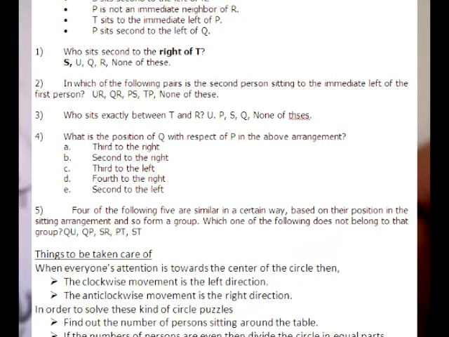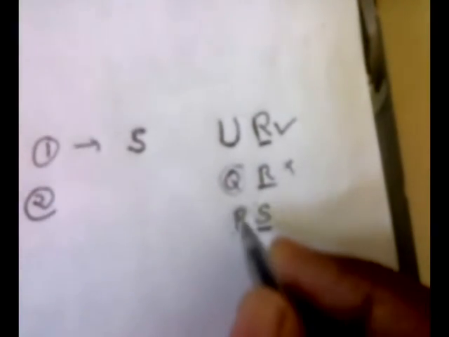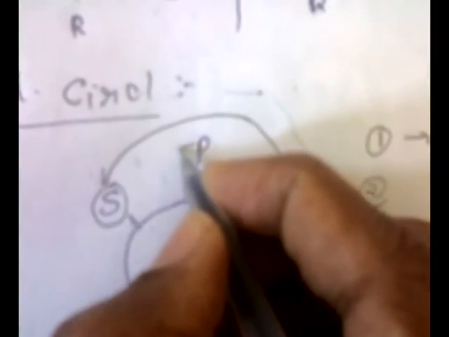The third option says PS. According to the question, the second person is sitting to the immediate left of the first person. Second person S, first person P. So S is sitting immediate left of P. The word followed by of is P here. So P is here, and we will see the place of S with respect to P. Now we are moving in anti-clockwise direction again, and it is immediate right of P. So S is immediate right of P. So this also does not satisfy our condition.